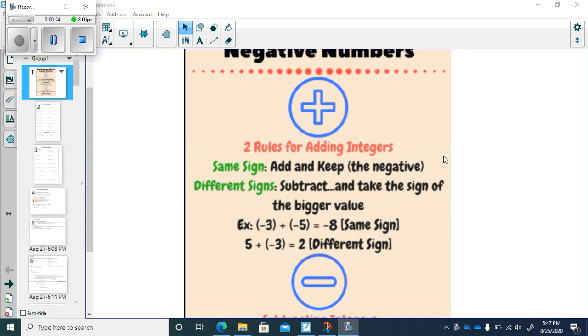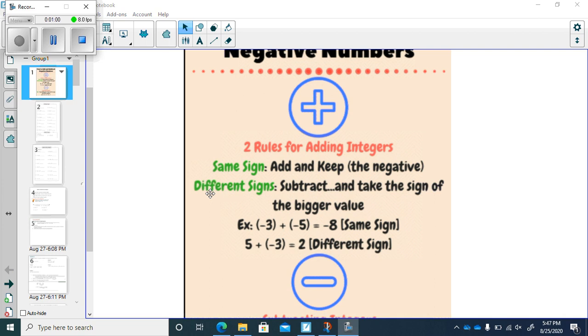If we're adding two integers and they have the same sign, then you add and you keep whatever sign you've got, okay? Like this one. If I'm adding a -3 plus a -5, I'm adding. So I just add the two absolute values, 3 and 5, which gives me 8. The sign is negative, so I would keep the negative sign, okay? Same sign. If this had been a +3 plus a +5, you would have a +8, same signs.